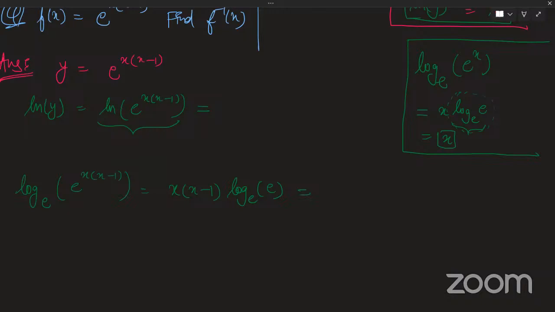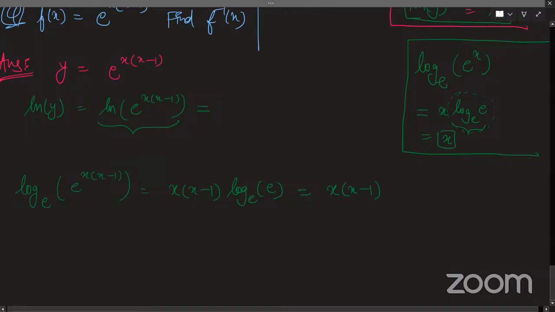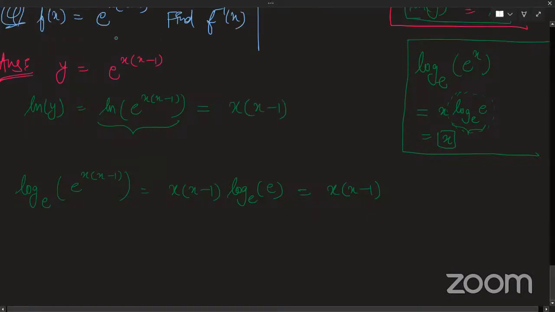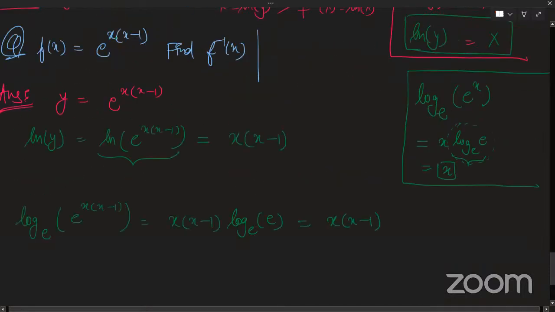So basically it is x into x minus 1, right? Any doubts? Okay, great. So basically my x into x minus 1 is equal to ln of y. And I need to write it in terms of x is equal to g of y.